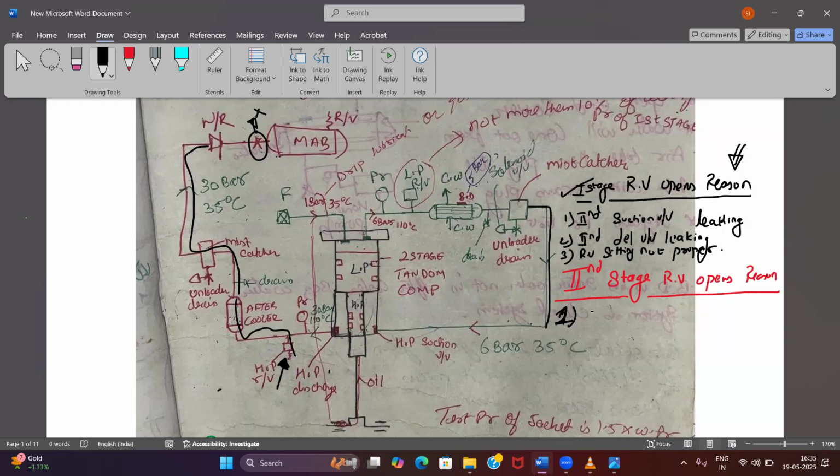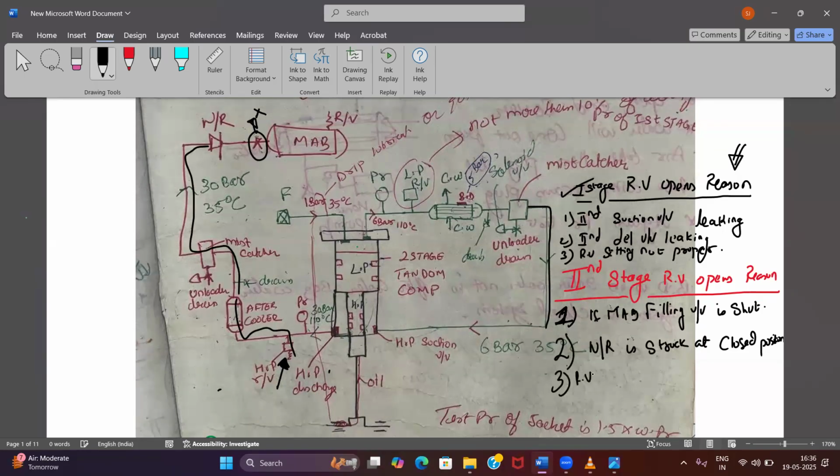So the first reason, always give according to the valve. If the main air bottle filling valve is shut, because this is a manual problem, human error. Second, you can give that the non-return valve is stuck at close position because of corrosion or something. Third, relief valve setting not appropriate.